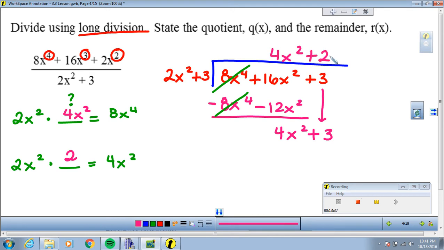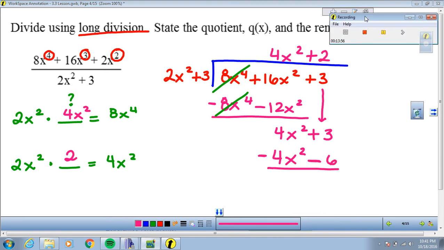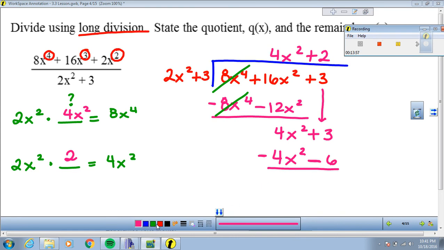I multiply the 2 times both terms that are on the outside of the division. 2 times 2x squared should be 4x squared. But remember that we're changing the signs to the opposite. 2 times 3 should be 6, positive 6, but I'm going to change it to the opposite, to negative. So what happens with the first two? 4x squared minus 4x squared cancels. 3 minus 6, negative 3.